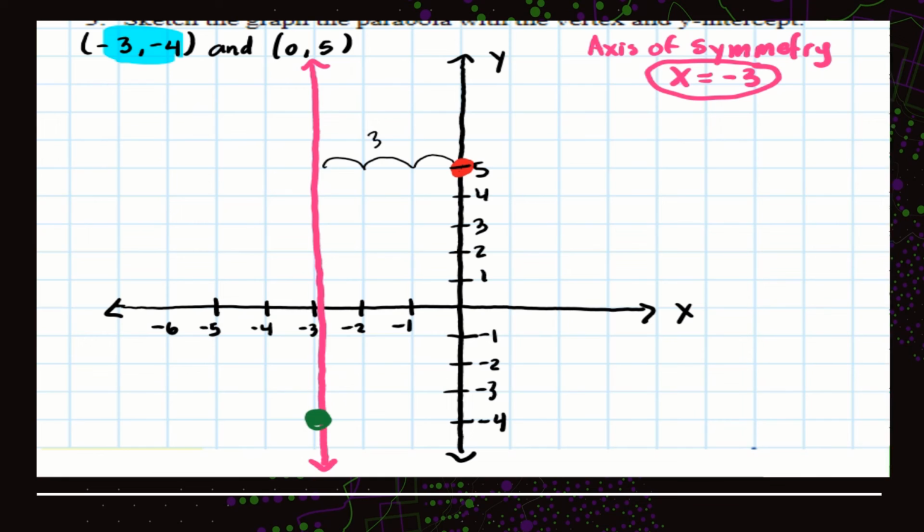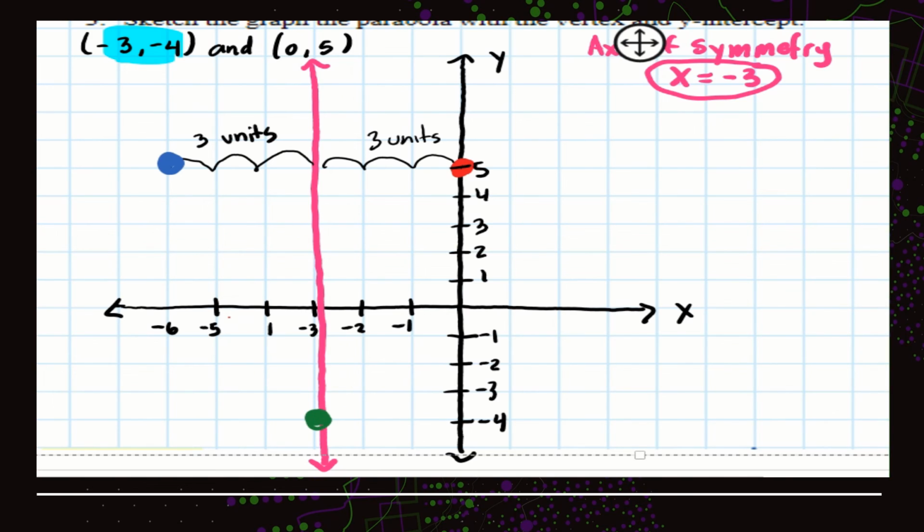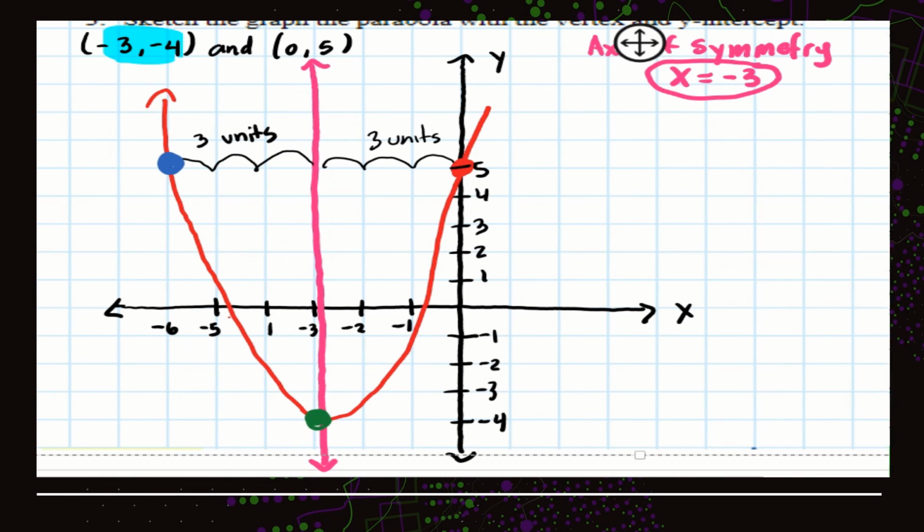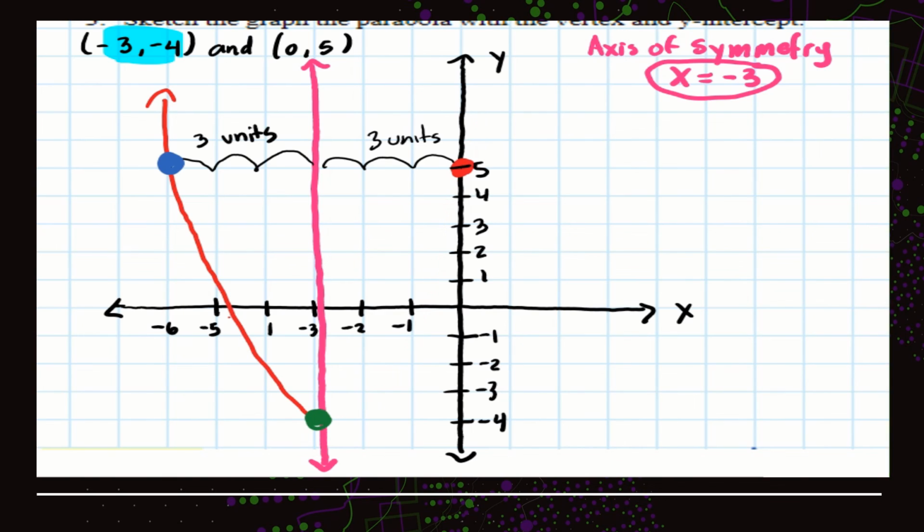So our equation for it is x equals -3. It's whatever that x value is that it goes through. Our y-intercept is 3 units to the right of the axis of symmetry. So that means that 3 units to the left, we have another point. And that's how we get the third point that we need so we can draw our parabola. So just always count how far your y-intercept is from your axis of symmetry so that you can know how to get that third point on the other side, so that you can draw your u, which is your parabola.